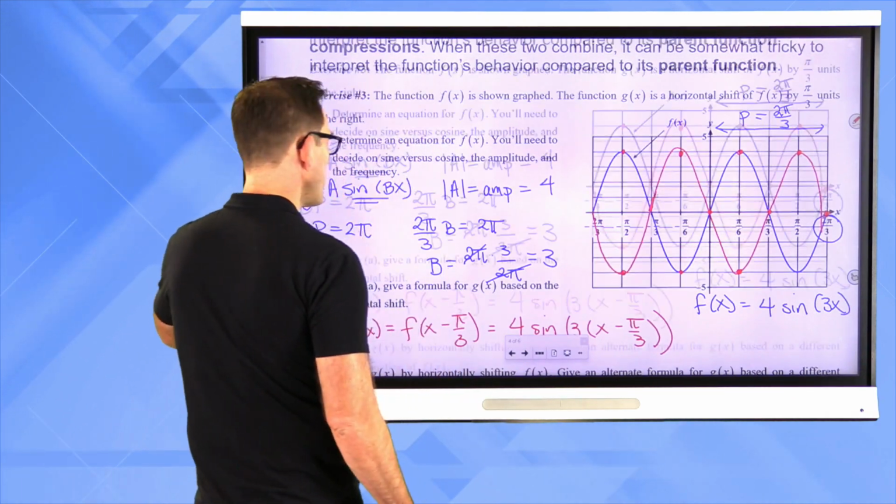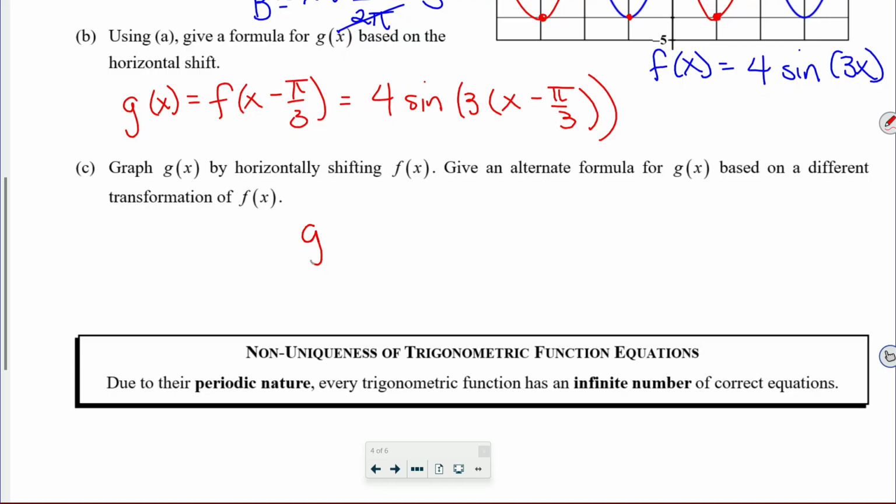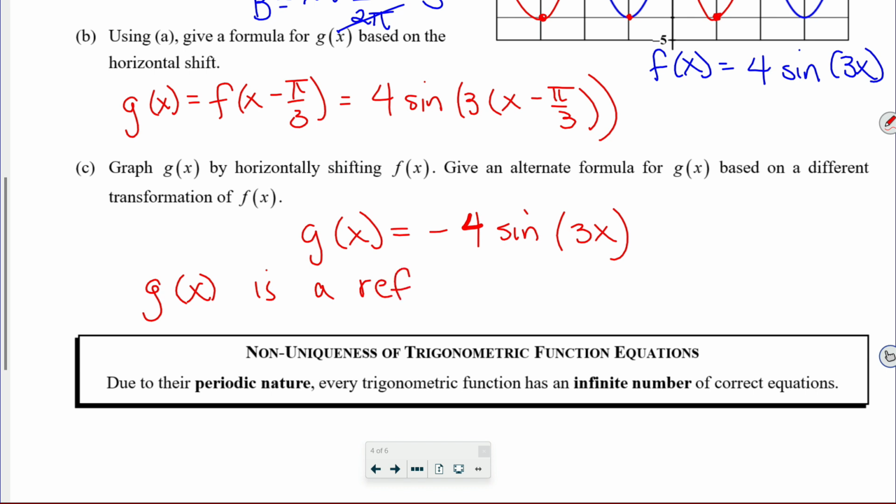So therefore, another way of stating g of x is that g of x is just negative 4 times the sine of 3x. G of x is a reflection of f of x across the x-axis.